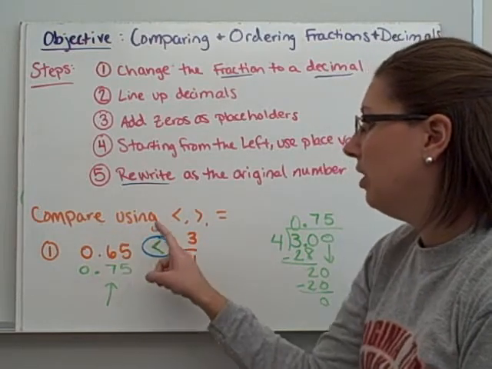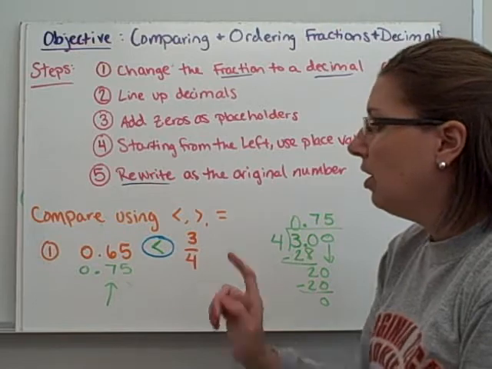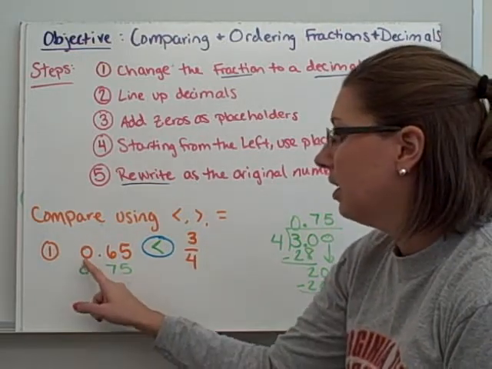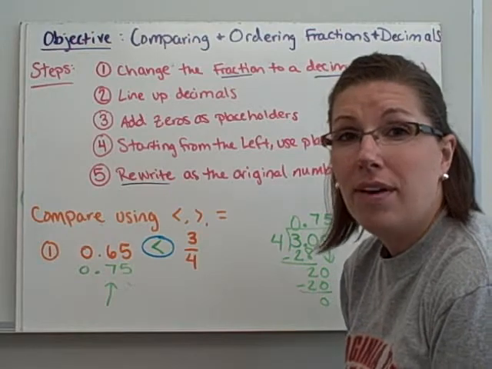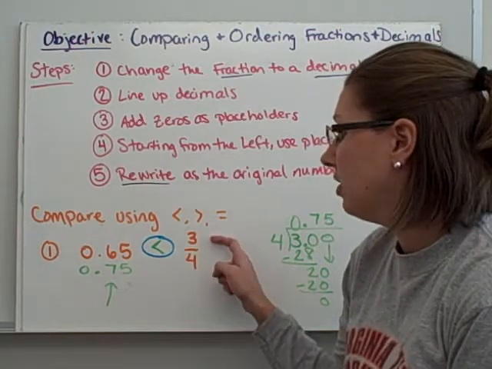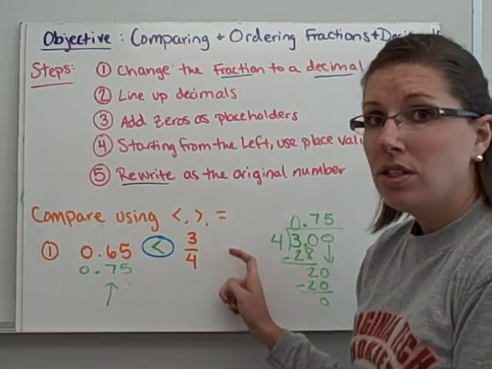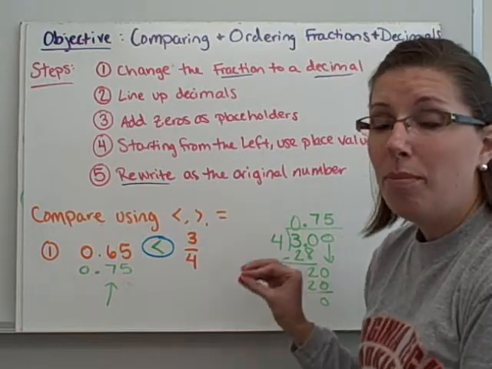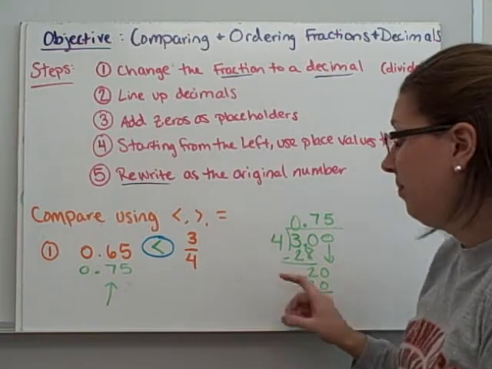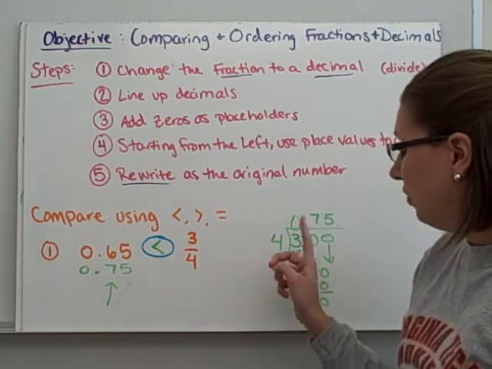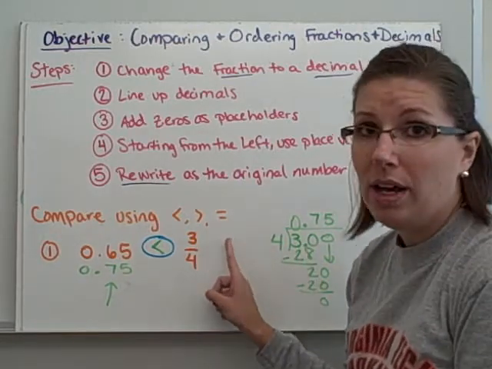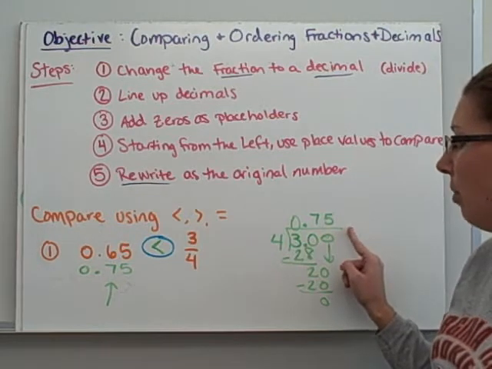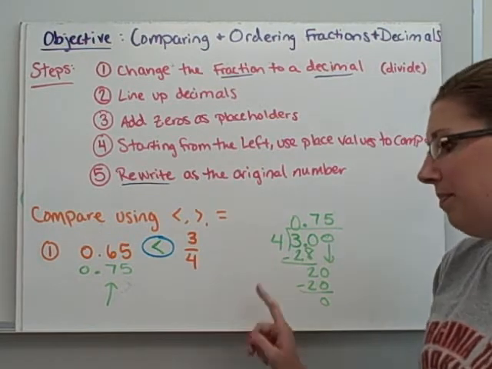Here we are to compare using the less than, greater than, or equal to signs. So we have the decimal 0.65, or that's 65 hundredths, and we have the fraction 3/4. So what I have to do is change the 3/4 to a decimal by using long division, because I've set up my problem and it's 3 divided by 4, so I write 3 on the inside of my long division bar and 4 on the outside.